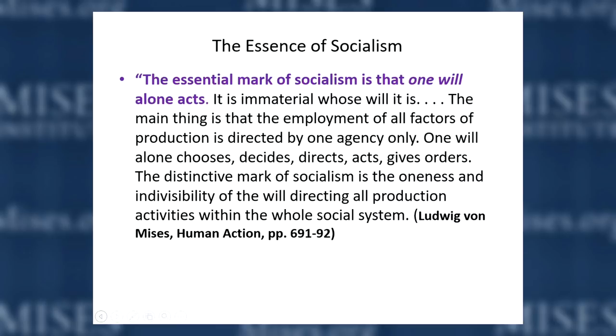There can't be an interchange in markets of different values, which then establish prices of every single order of good, going from mining iron ore and mining diamonds all the way down to consumer goods, the stores that provide consumer goods. So he says, it is immaterial whose will it is. It could be the will of an angel.